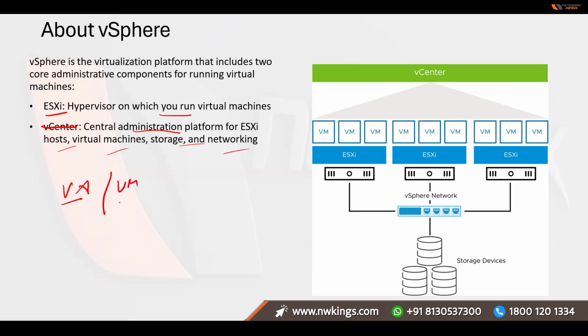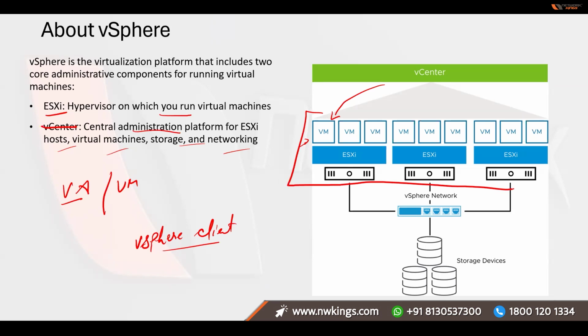So you deploy this vCenter on one of the ESXi hosts as an appliance, and then by using its IP address, you can access the vSphere client. And by using the vSphere client, you can manage all the ESXi hosts, their virtual machines, their network, their storage, from a single console.